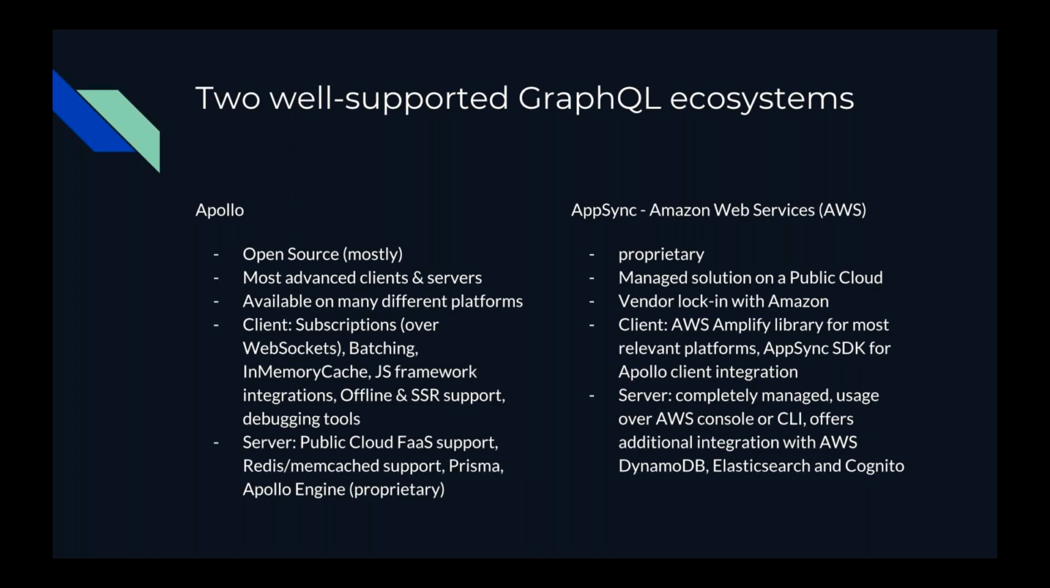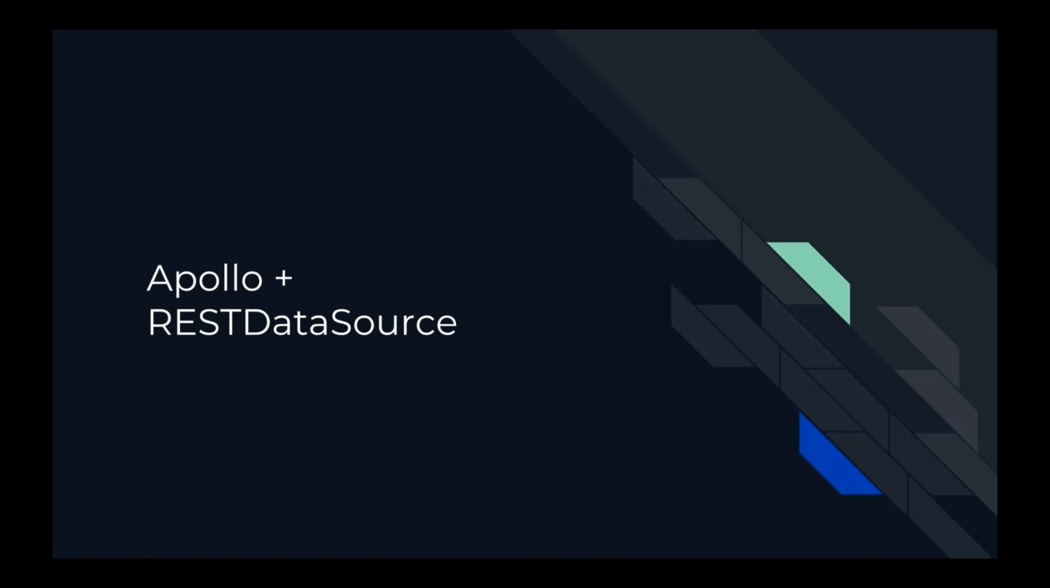Something really cool from AppSync is that they have additional integration with their own database and Elasticsearch, which means that you can create a schema in the AWS console, and it will automatically create a database and connect to it, and it will sync with an Elasticache, and you don't have to do anything. That's really well integrated, but it's proprietary. So that's always a downside and an upside. All right, but the topic of today is Apollo with REST.